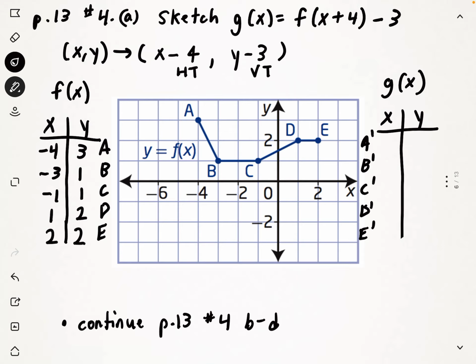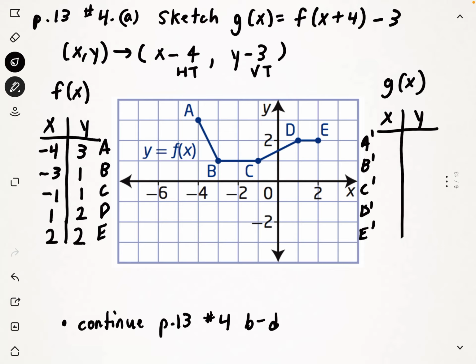You could probably do this without a table of values. You could probably just see visually, okay, I move this 4 units to the left, 3 units down, and I can make my new graph. But this is a way that works every single time. A little bit later, when the mapping notations involve stretches and reflections, you're definitely going to want to go with this method. So let's start right now.